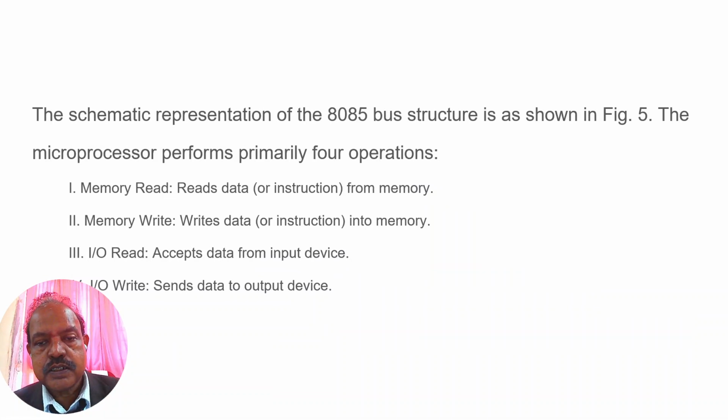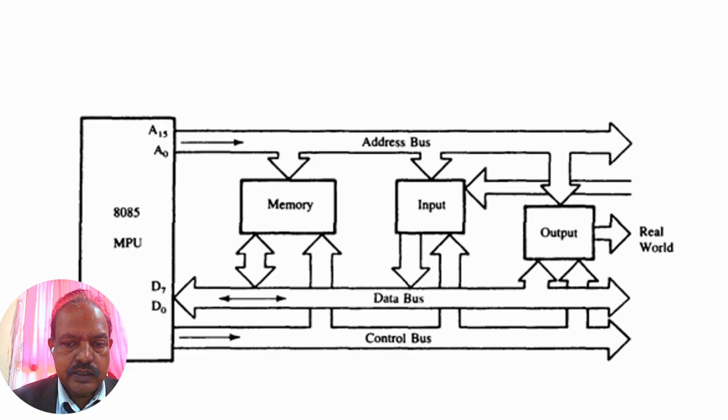Then the schematic representation of the 8085 bus structure is shown in the next figure. Here, four things will be there: memory read, memory write, IO read, and IO write. So this is what you can see here: A0 to A15 here, and D0 to D7 here. This is the data bus, this is the address bus, and of course this is the control bus. And the control bus is unidirectional, from the microprocessor to the others.